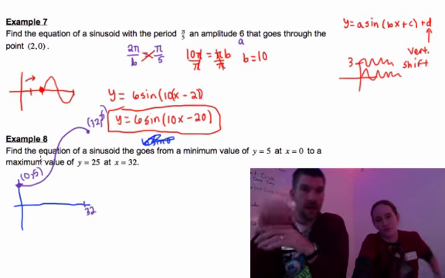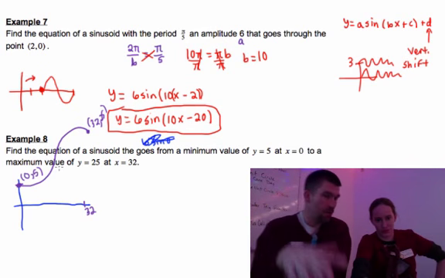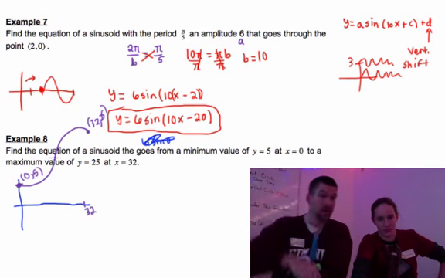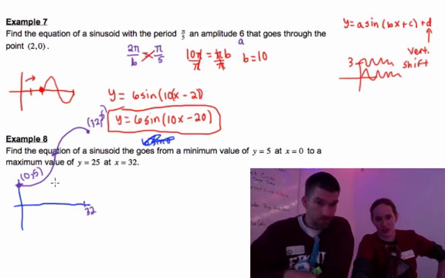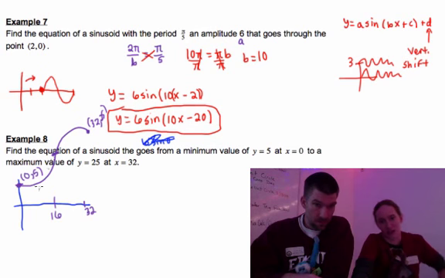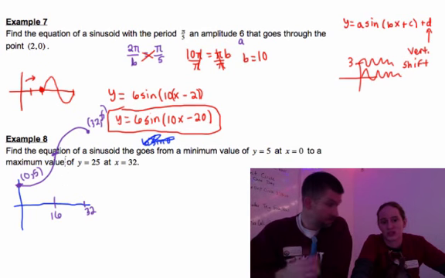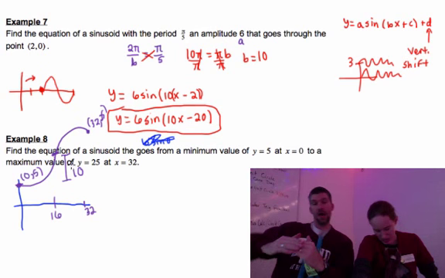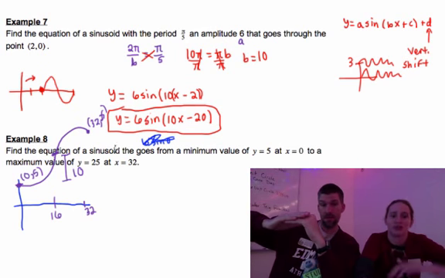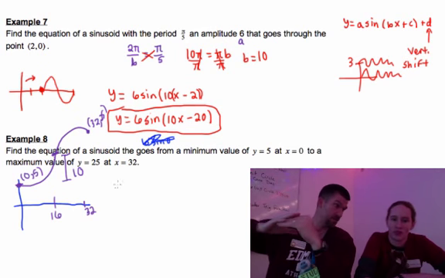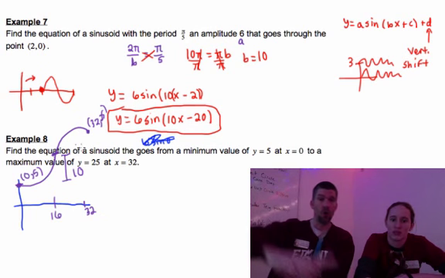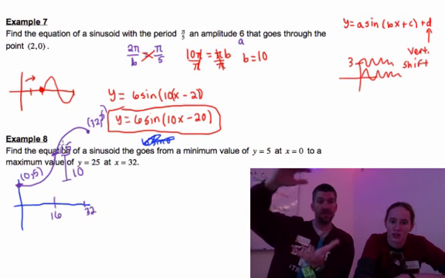So here's the deal. Halfway between those 2 points is how far we've moved up our sine curve. Halfway between 0 and 32 is 16, and then halfway between a height of 5 and a height of 25. Those are 20 apart, so 10. This is our amplitude. 10 from 5, so 15. We're moving our whole equation up 15 units.